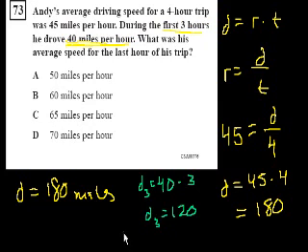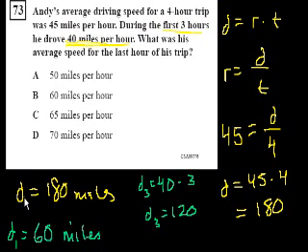So how far did he have to travel in that last hour? Well, in the first 3 hours, he went 120 miles. He went a total of 180 miles. So his distance in that last hour is going to be 180 minus 120. He had to go 60 miles in that last hour, right? So how fast did he go? Well, he went 60 miles in that last hour, so he went 60 miles per hour. Choice B.